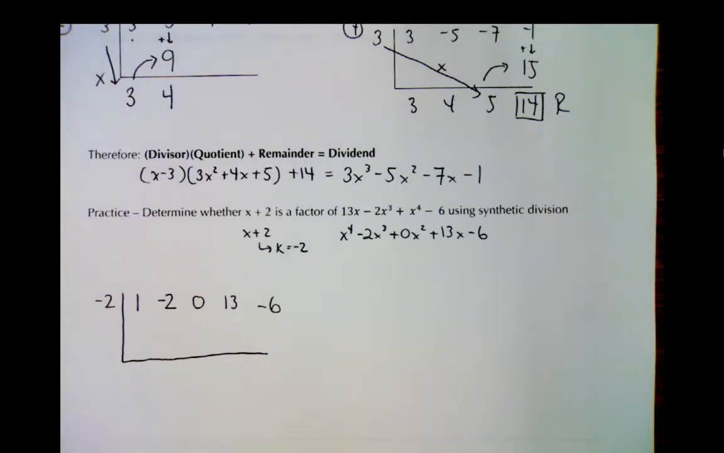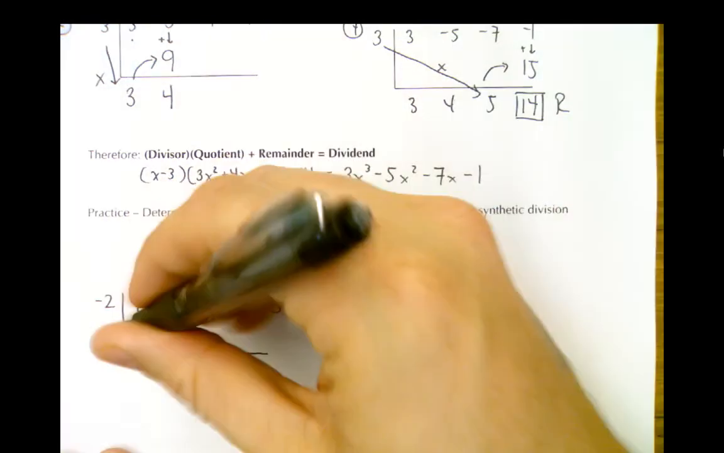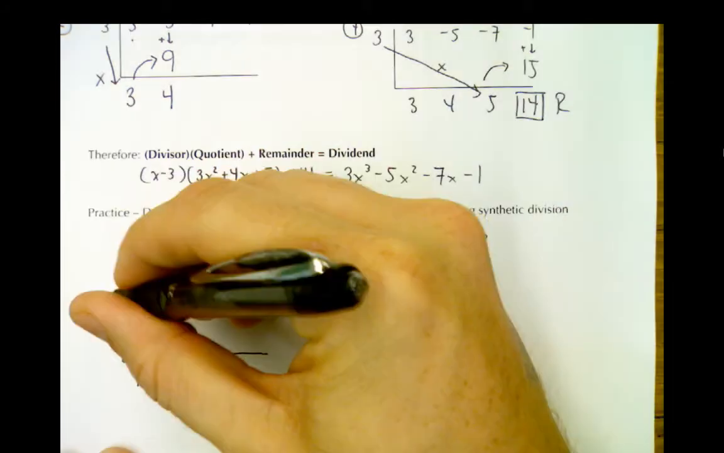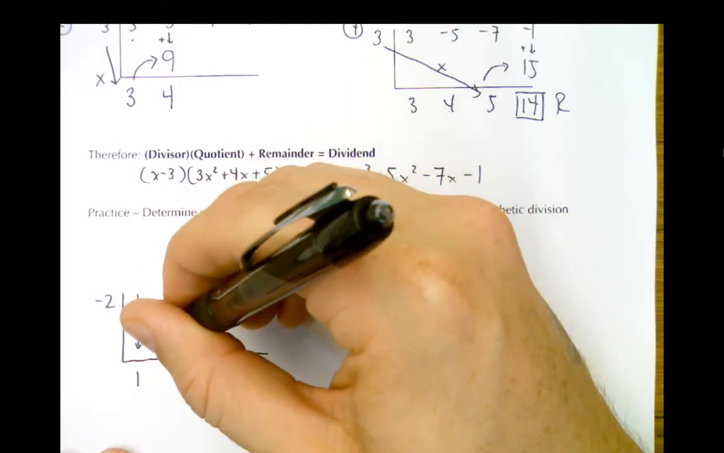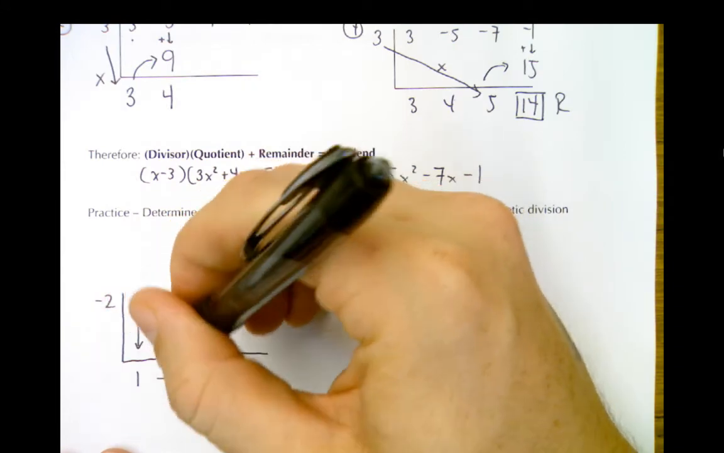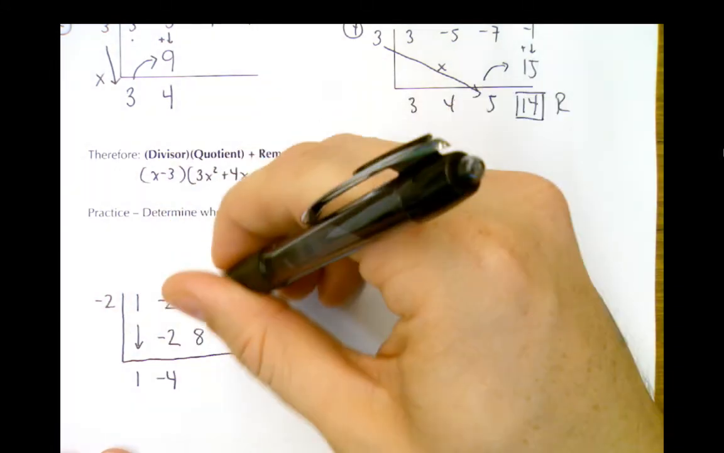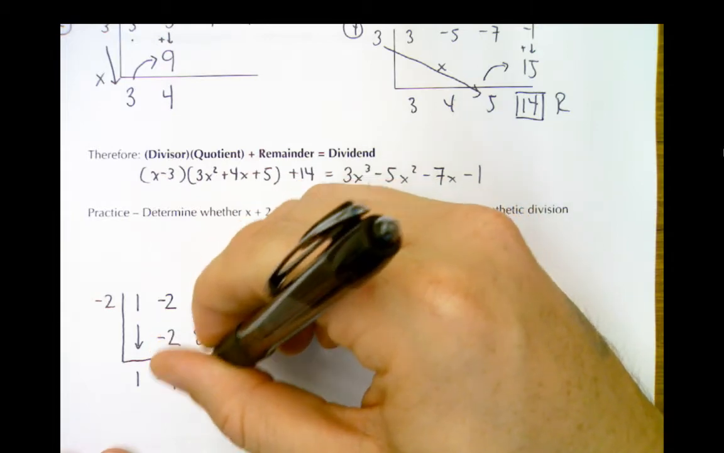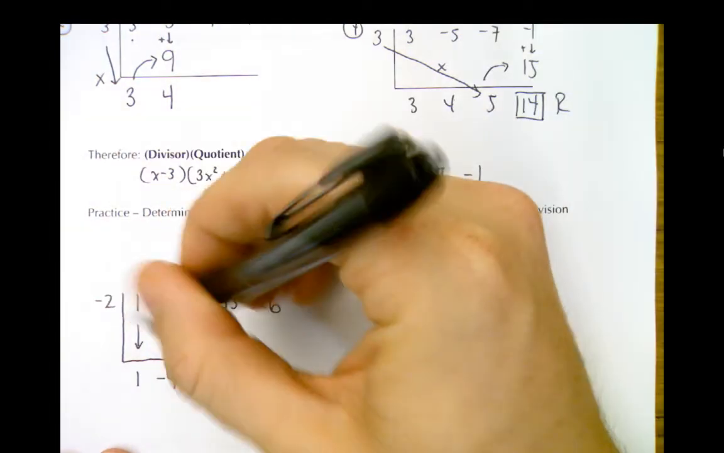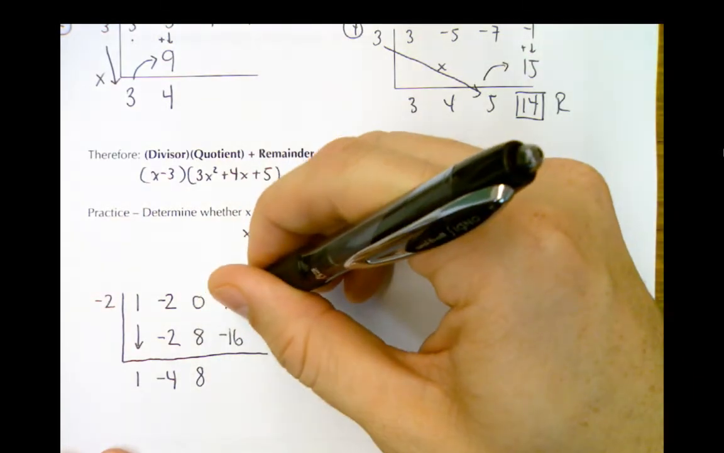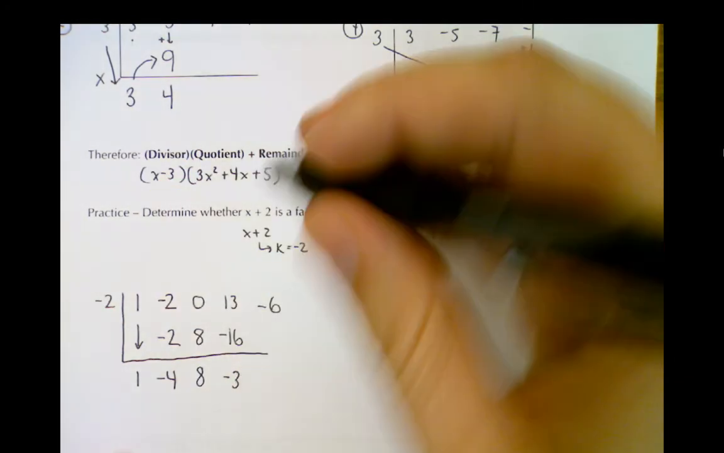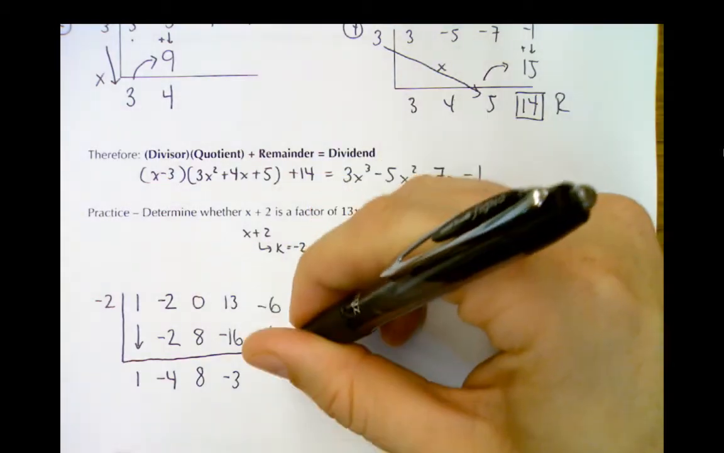So here we go. Let's do synthetic division all in one go. Bring down the 1. Negative 2 times 1 is negative 2. Add down the column. Negative 2 plus negative 2 is negative 4. Multiply negative 2 by negative 4, get 8. Add down the column. 0 plus 8 is 8. Multiply negative 2 times 8, negative 16. Add down the column. We get negative 3. Multiply negative 2 by negative 3, we get 6. Add down the column, we get 0.